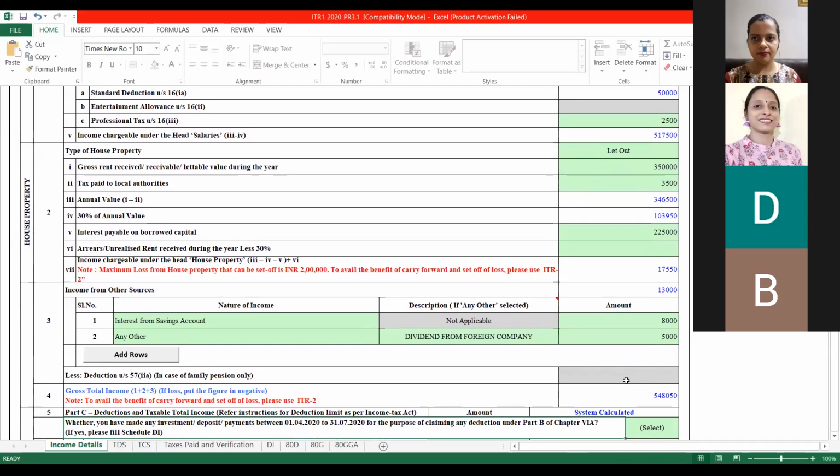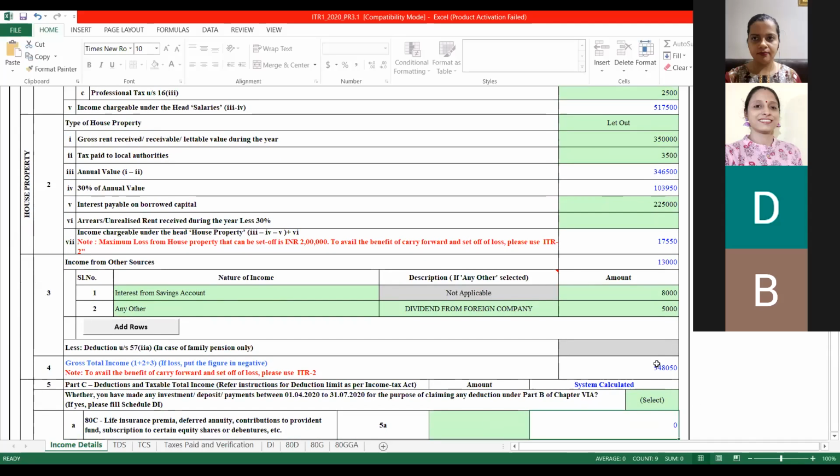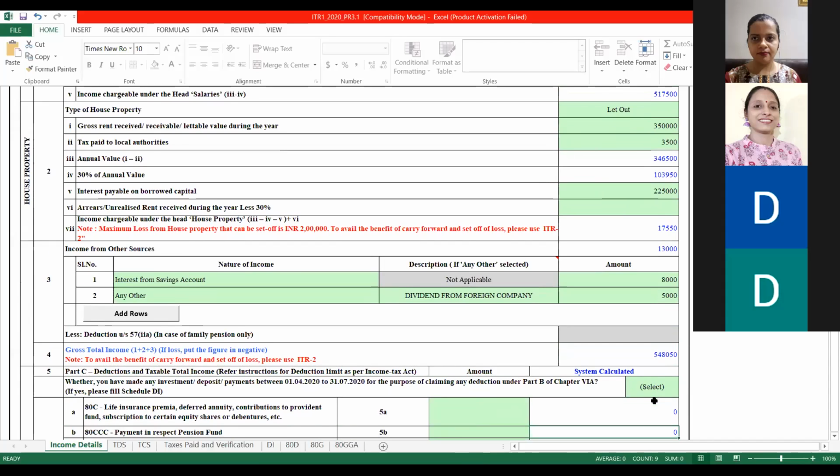So you can see these calculations have been done automatically. My gross total income is already calculated automatically. It is a sum total of the income from salary, income from house property, and income from other sources. So it comes to rupees 5,48,050. Now we are moving to the deductions part.